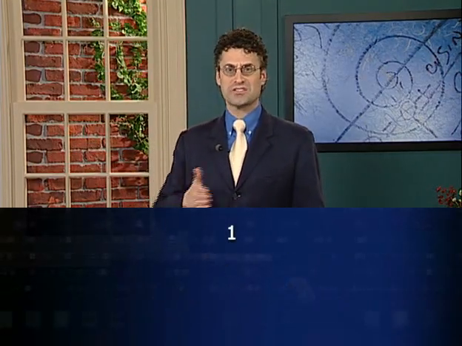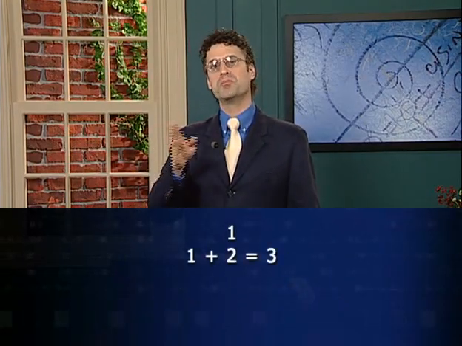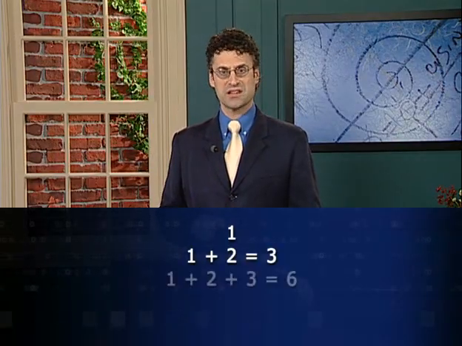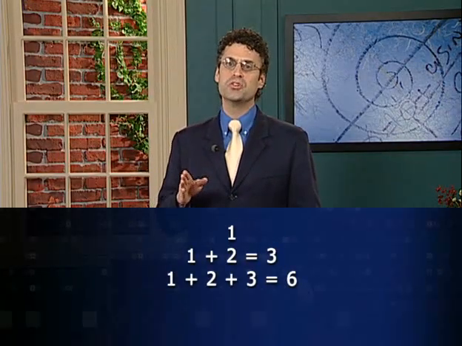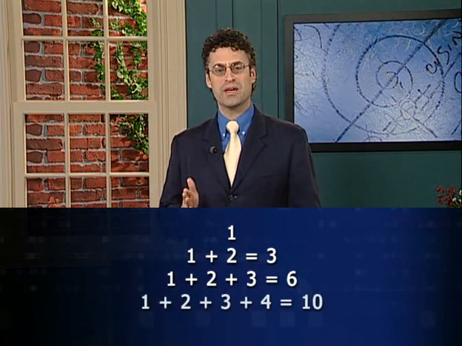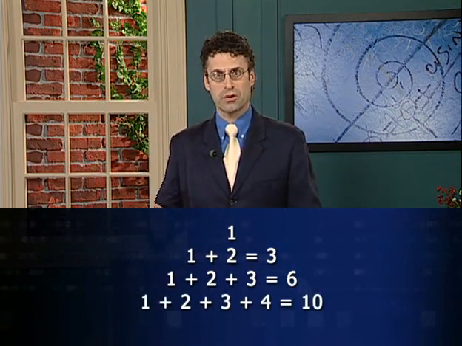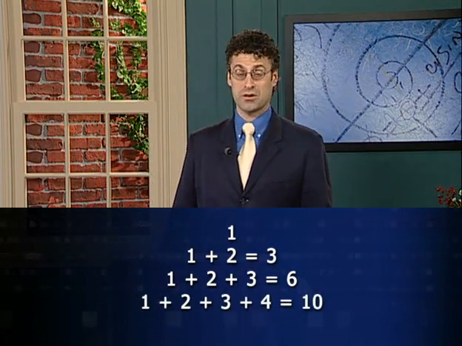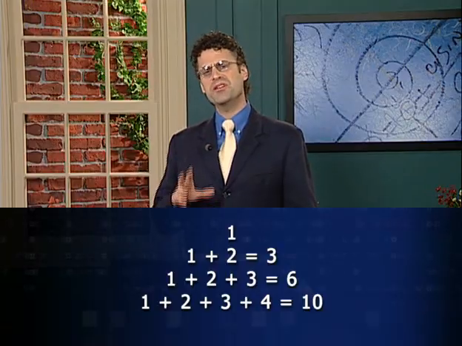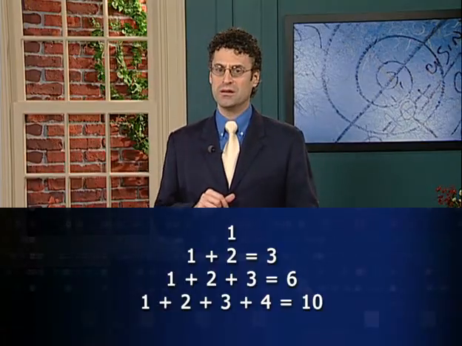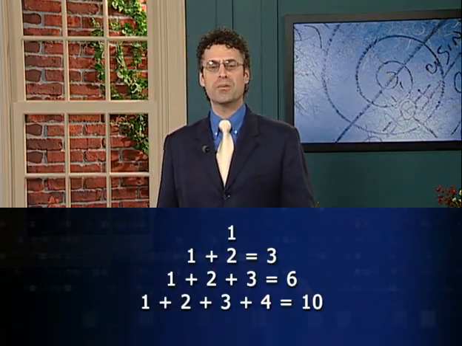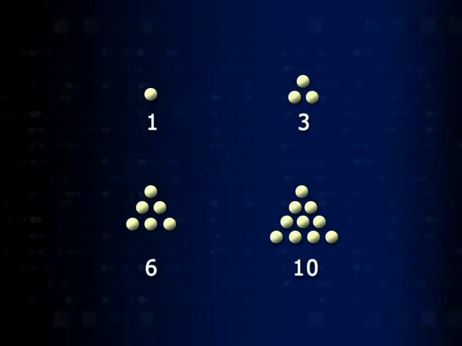We have 1, that's just 1. The next one would be 1 plus 2, which would be 3, the next number on this list. 1 plus 2 plus 3 gives us 6. If we add 4, we get 10, and so forth. So we can see that these numbers are correct. Now, these numbers are called triangular because they represent the number of billiard balls that can be arranged into an equilateral triangle.